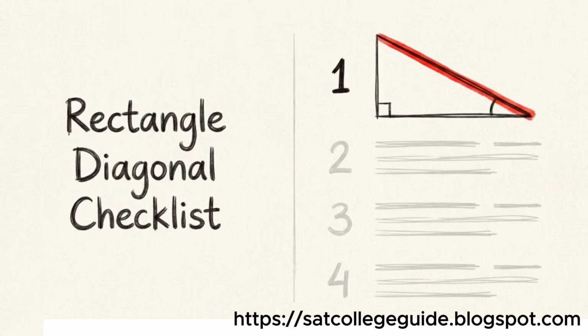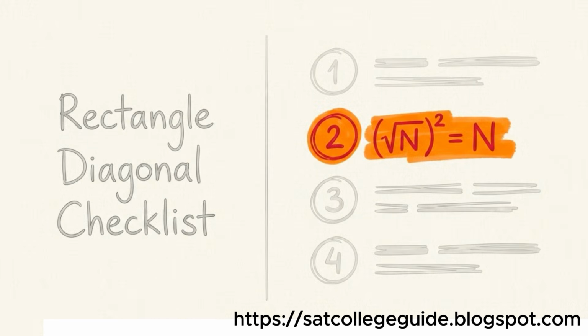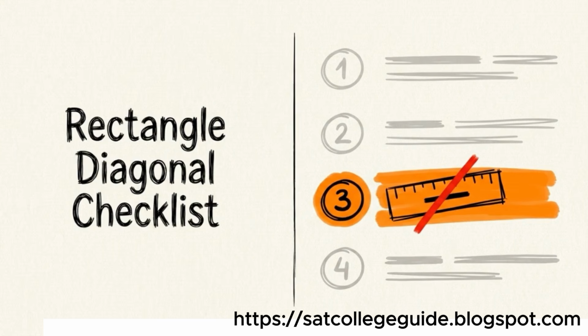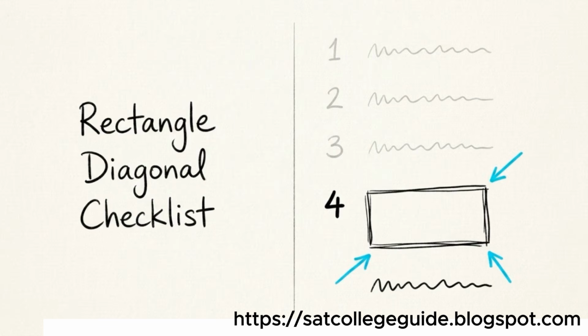Follow these 4 steps for any rectangle diagonal problem. First, identify the diagonal as your hypotenuse. Second, remember that squaring a radical cancels the root. Third, discard any negative solutions for x. Fourth, use the fact that opposite sides are equal to find your final answer.